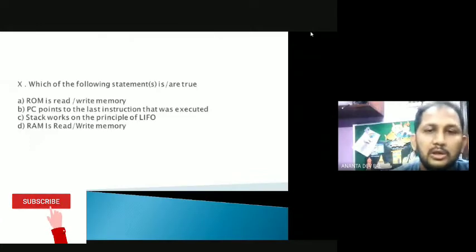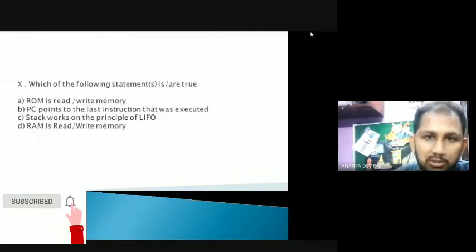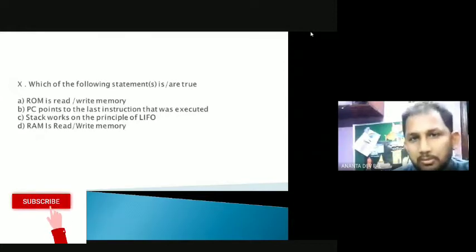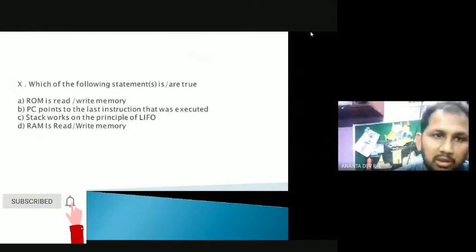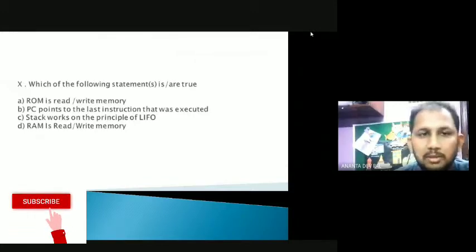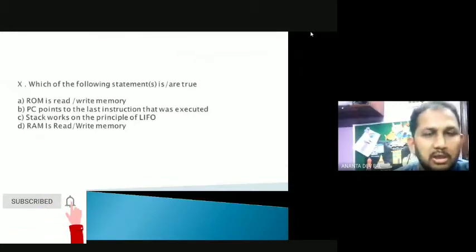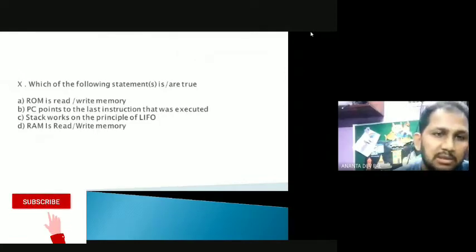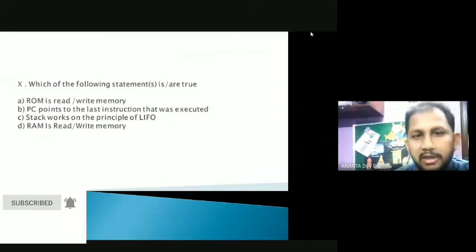Which of the statements are true? ROM is a read-write memory. You can read also, write also, because there are different types of ROM: EPROM, erasable programmable ROM, and electrically erasable programmable ROM. PC points to the last instruction? No, it will point to the next instruction to be executed. So this is false.